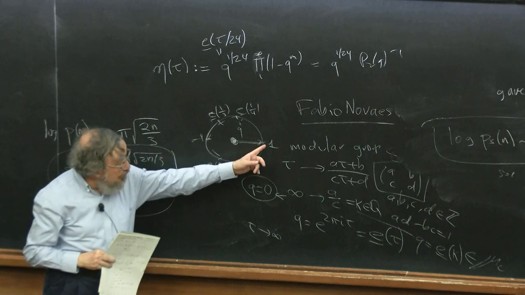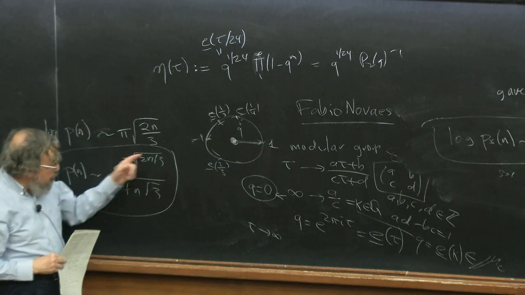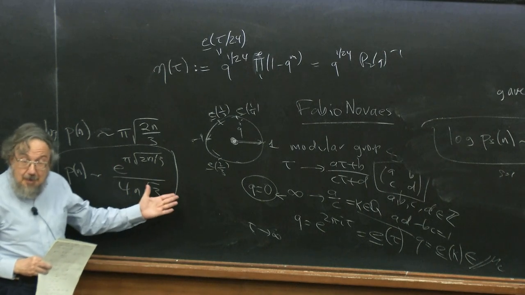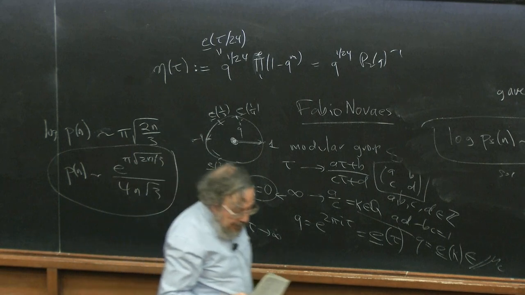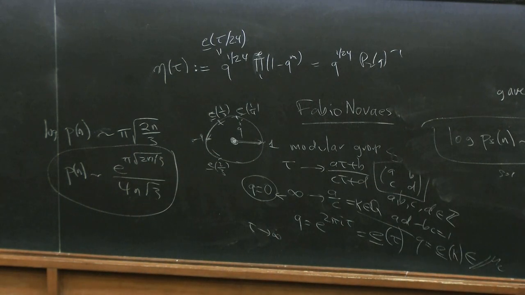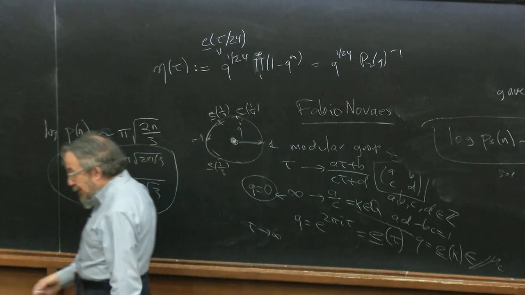Then if you give the full contribution from Q equals 1, you have to add three correct terms to this. You get an elementary thing like this, but with other terms. And now it's suddenly very accurate, and the error is exponentially small in the square root of n. And then if you look at the other roots of unity, you can get them all.